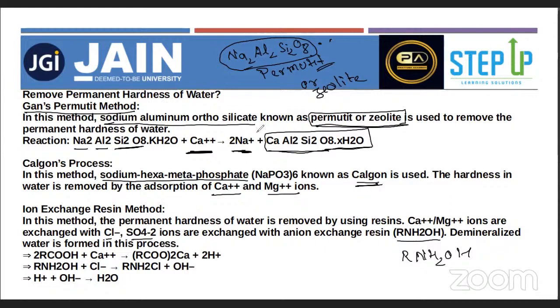So what is important? Again, why I'm saying this, because while you are reading theory, you'll not feel like reading. What all is important? You should know the name of permutit. You should know the name and formula of Calgon.